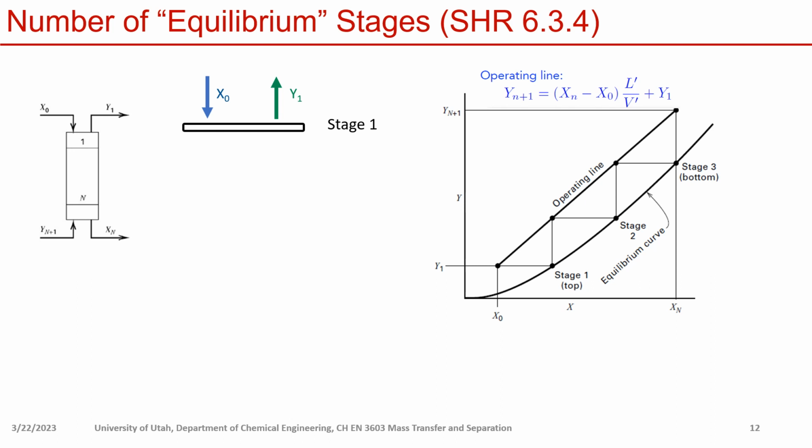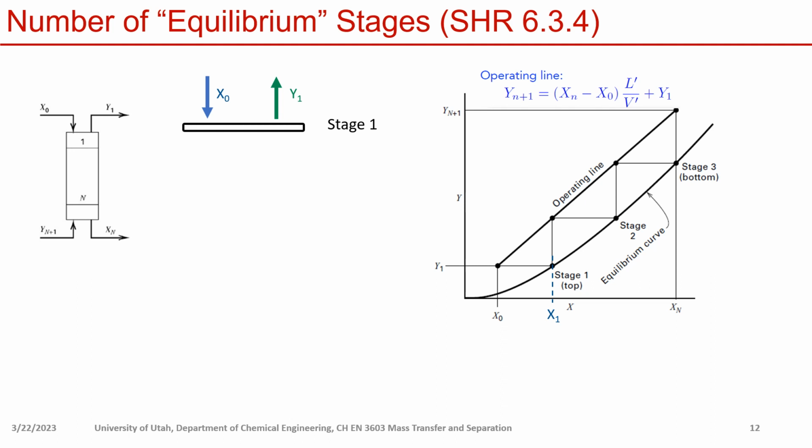The way we do this is by a so-called step operation. Now we have these two lines. Now we can start from this point on the operation line. Recall this point is basically the composition above the first stage in our absorption tower.